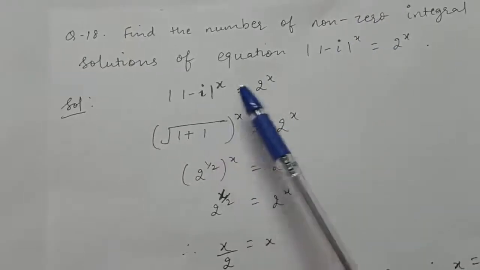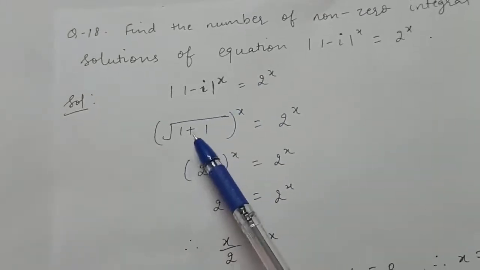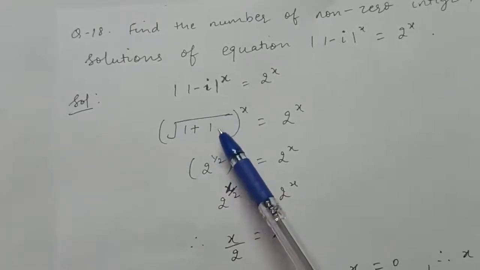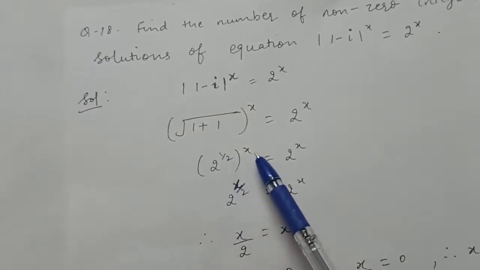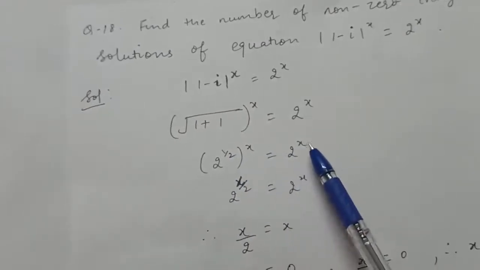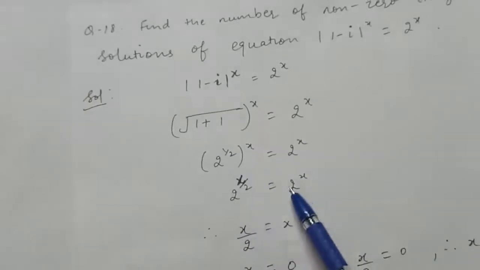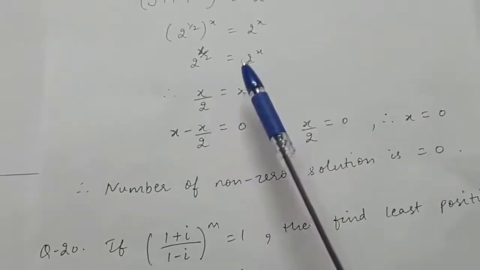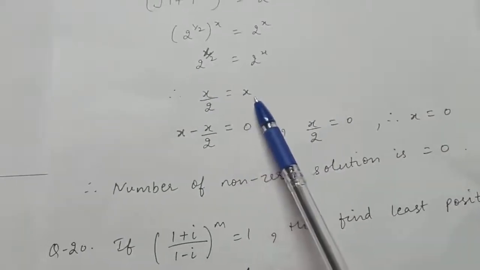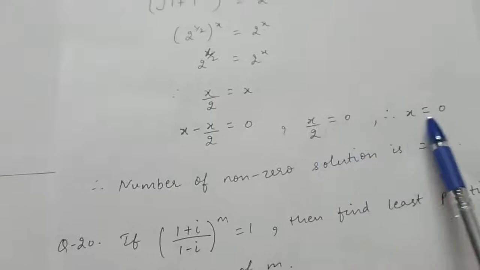So first of all, solving this equation, you know modulus of 1 minus iota will be root of real part square plus imaginary part square, which is also 1. So you will get root 2, or 2 raised to the power 1 by 2, whole raised to the power x equal to 2 raised to the power x. So this is 2 raised to the power x by 2 equal to 2 raised to the power x. Now because these two are equal, therefore powers will be equal because base is same. So you will get x by 2 equal to x, that is x minus x by 2 equal to 0, or x equal to 0.